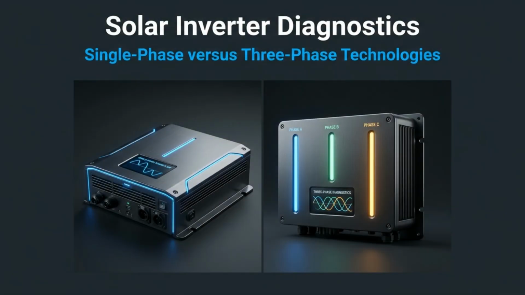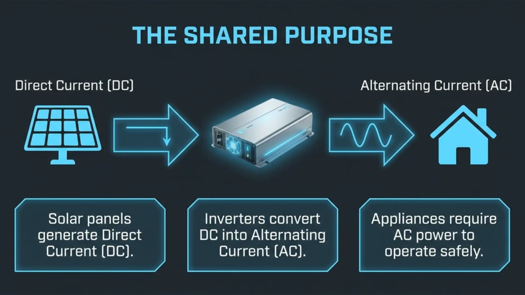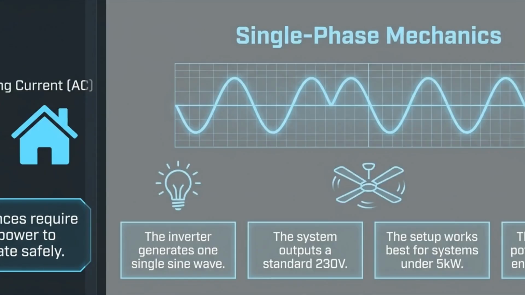This video will compare solar inverter diagnostics, focusing on single-phase versus three-phase technologies, which are essential for converting solar energy into usable electricity. Inverters share the crucial purpose of converting direct current, or DC, generated by solar panels into alternating current, or AC.